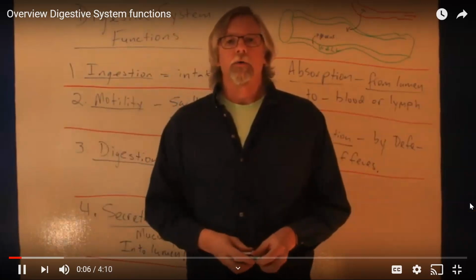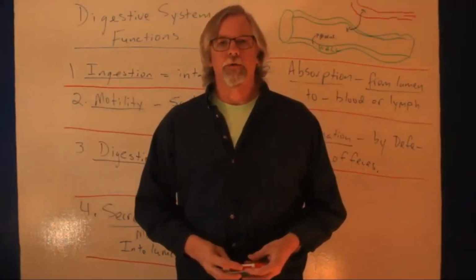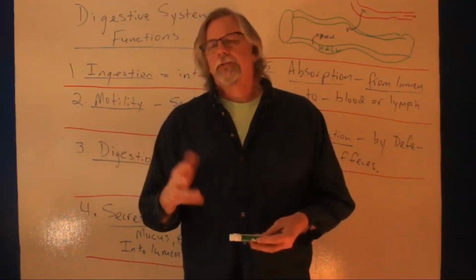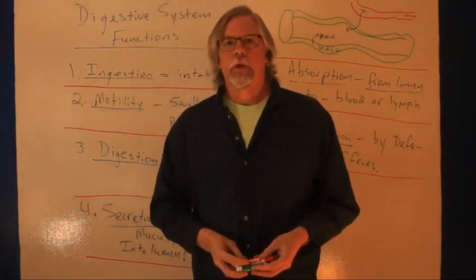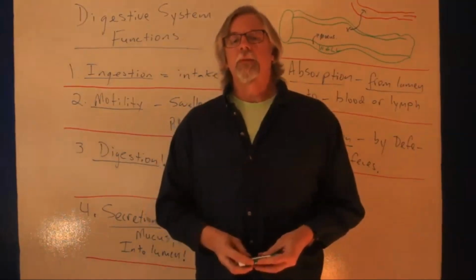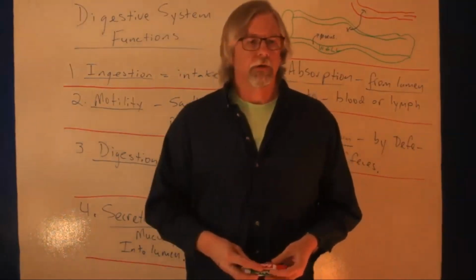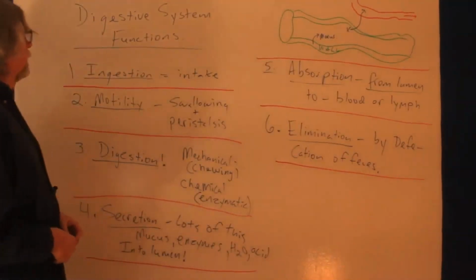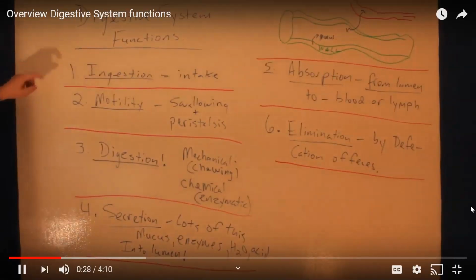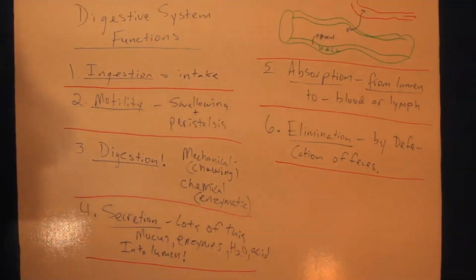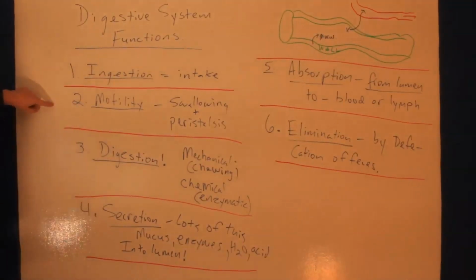Okay, a little bit about digestive system functions. Some of them are obvious, like digestion. Some of them maybe not so much. So I've listed six main functions just to go over the list, and they're shown here. Obviously, in order to digest stuff, you have to take it in, so ingestion is one function. And then the next function is, well, motility.